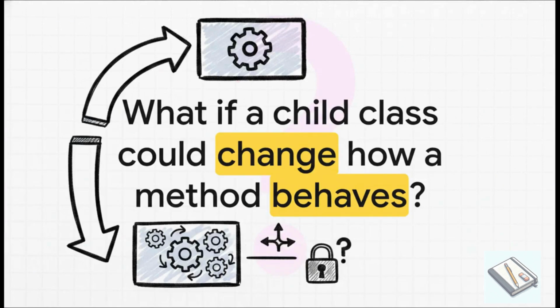What if a child class could inherit some functionality, but then completely change how that functionality works, all without touching the original name? You get a method, but you don't want the default behavior. So how do you modify it safely? Well, that's the exact puzzle we're solving today.